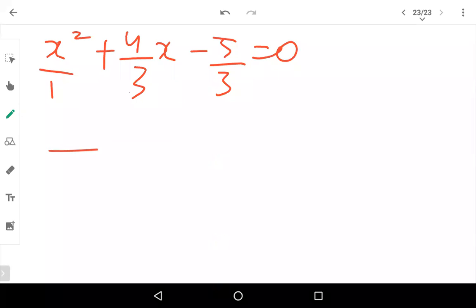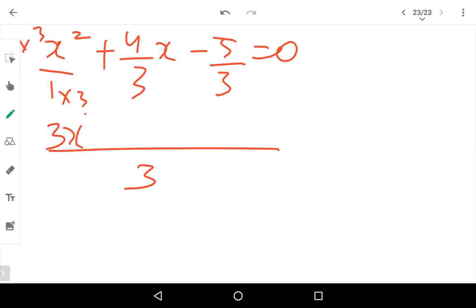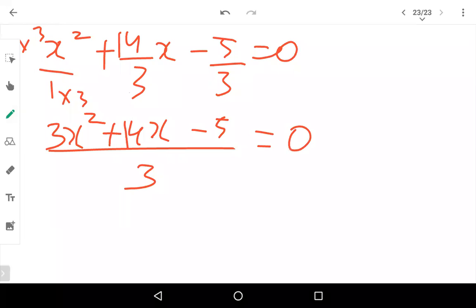So when you take the LCM as 3 here, this is supposed to be multiplied by 3 and this also should be multiplied by 3. So 1 3s are 3, which means you will get 3x square plus 4x and then minus 5 is equal to 0. Sorry, 14x. Correct? Yeah, 14. I missed that out.